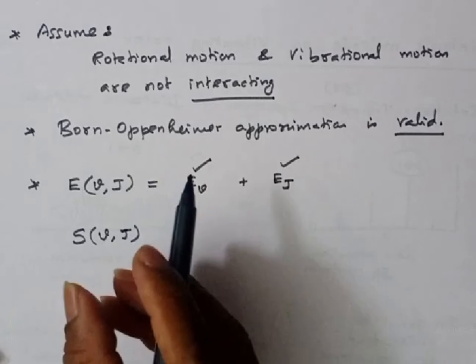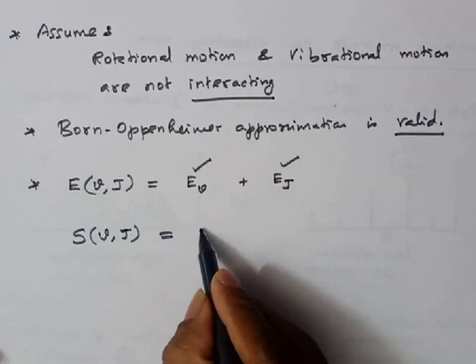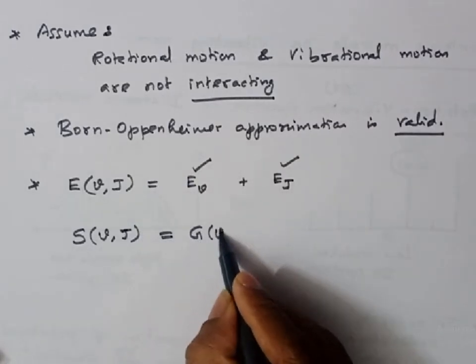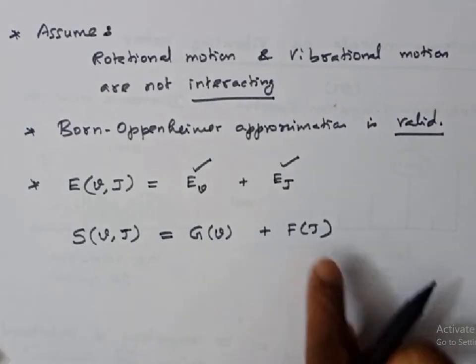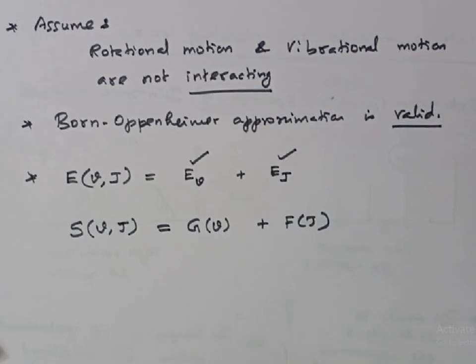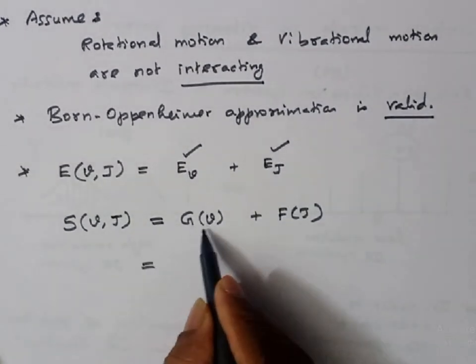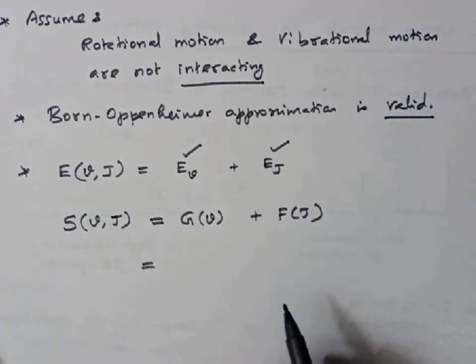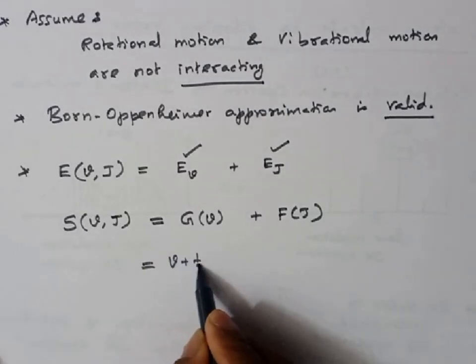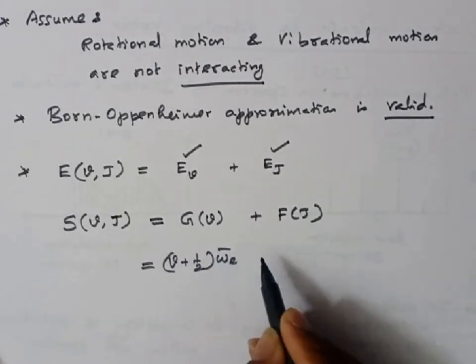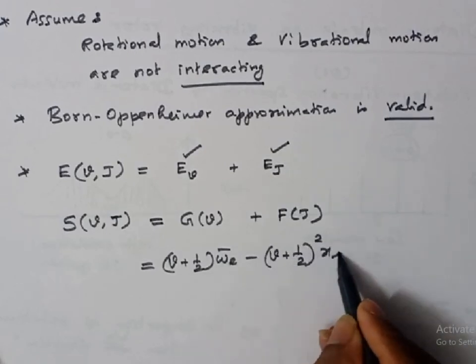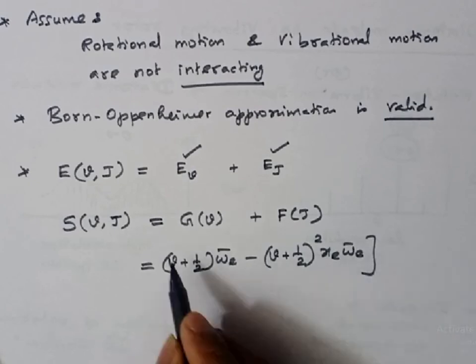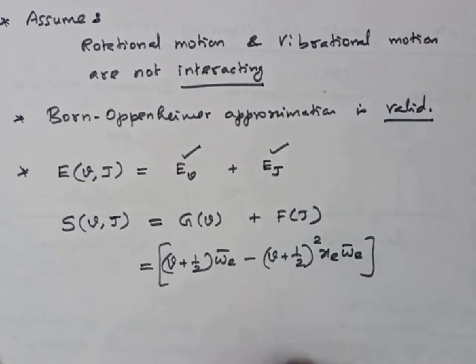Total energy of vibrating rotor in wave number unit, which is equal to vibrational energy in wave number unit plus rotational energy in wave number unit, which is F of J. And you know very well the formula for vibrational energy under anharmonic condition is (v + 1/2) ω̄e minus (v + 1/2)² xe ω̄e. So this is the formula for vibrational energy.